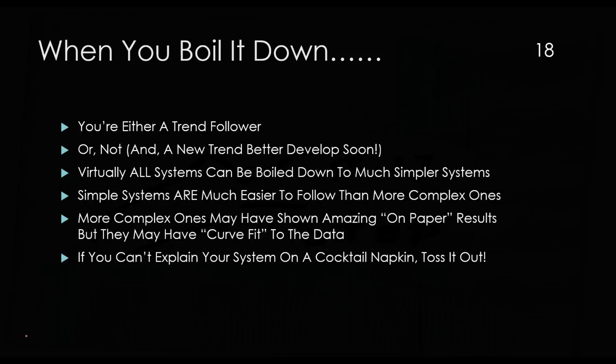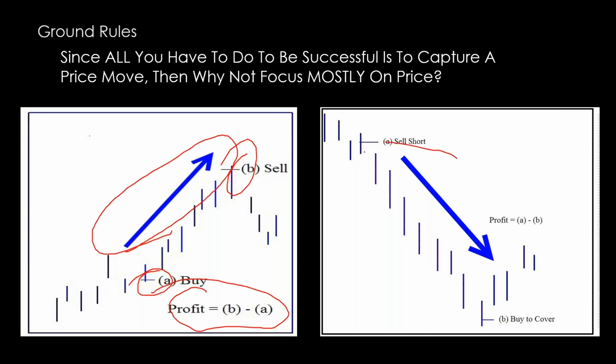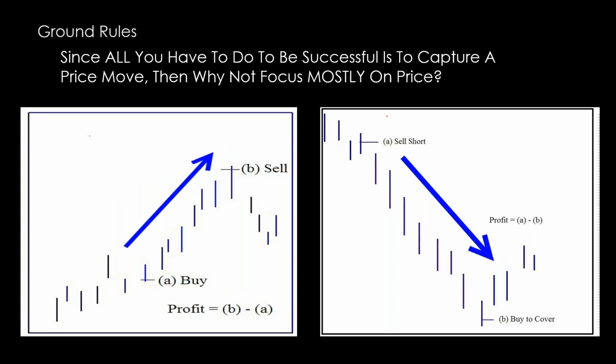Now, here's the thing. This is a bit of a Captain Obvious, and usually in some of my presentations I actually have Captain Obvious pop up. But if you buy a market at A and you sell it at B, if B is higher than A, then you make a profit. I know, Captain Obvious, right? But from A to B is a trend, and the same thing happens on the short side. So my argument is, why not just be a trend follower all the time?